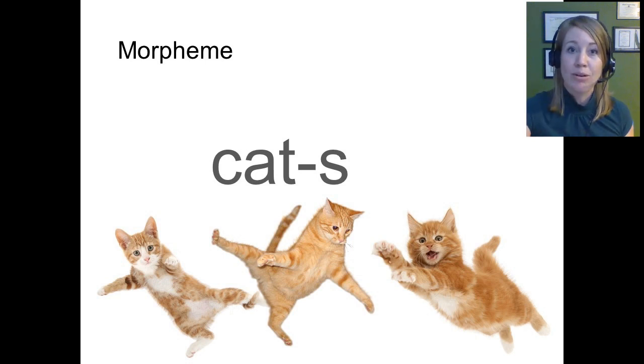It means plural. It means multiple. So in the word cats, there are two morphemes. Cat, which means fluffy creature, and the plural S, which makes you think of multiple fluffy creatures.